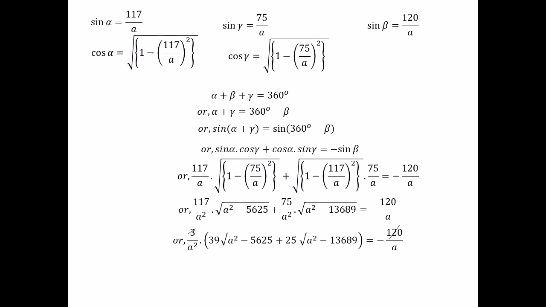Now 3 divides 120 by 40. Now a square, a cancel. Now we get 39 root over a square minus 5625 plus 25 root over a square minus 13689 is equal to minus 14a. Now squaring both sides.